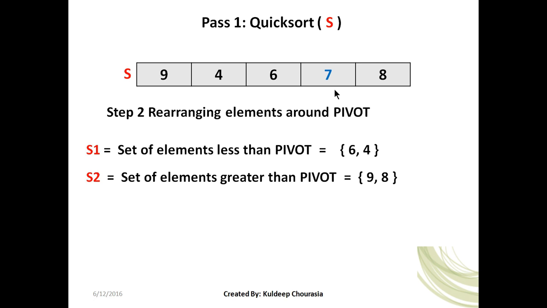Now the second step, as you remember, is rearranging elements around pivot. We divide the elements into two sets, S1 and S2. S1 contains elements which are less than pivot. So there are two elements, 6 and 4, which are less than pivot. Set S2 contains elements which are greater than pivot. So there are two elements, 9 and 8, which are greater than pivot. Thus we have now identified elements less than pivot and greater than pivot. Now we rearrange.